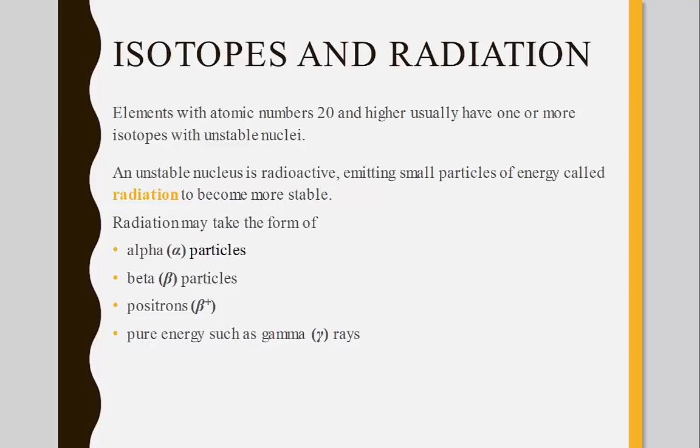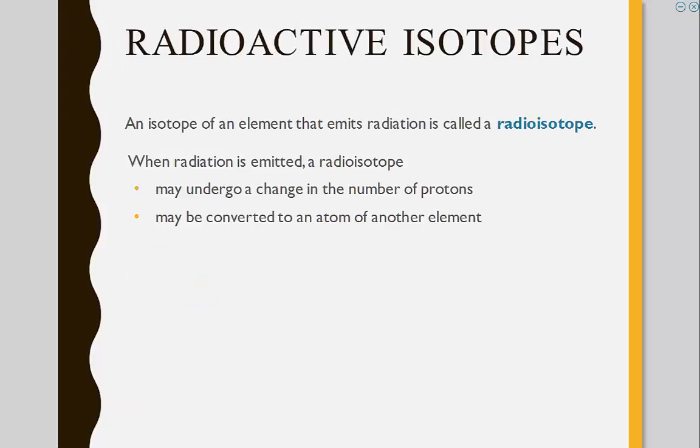So isotopes and radiation. Once we get past 20, there's usually at least one or two isotopes that are not stable, which means that they will end up decaying. These particles that are emitted in this decay is called radiation. So in those particles we have alpha particles, beta particles, positrons, and gamma rays. Those are the four particles that we will be discussing.